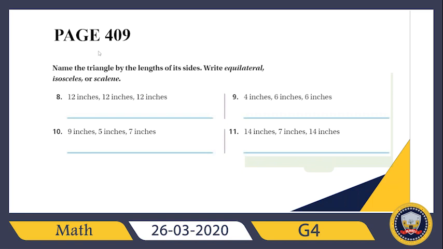It means I need to check 3 lengths: 12 inch, 12 inch and 12 inch. So when I check these lengths, I can see these 3 lengths are equal to each other. It means this triangle has 3 equal sides. If it has 3 equal sides, I know this triangle is an example of an equilateral triangle.